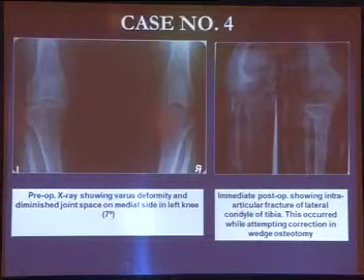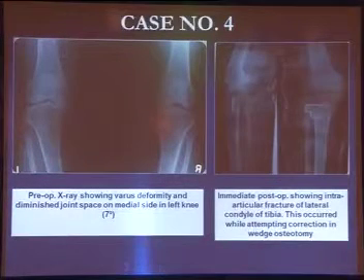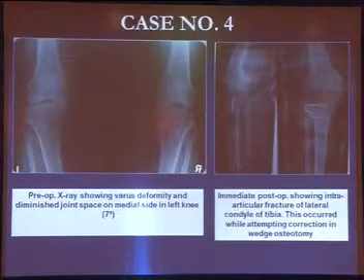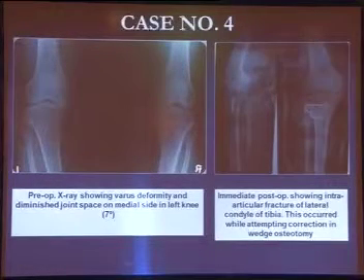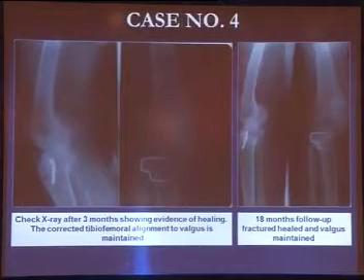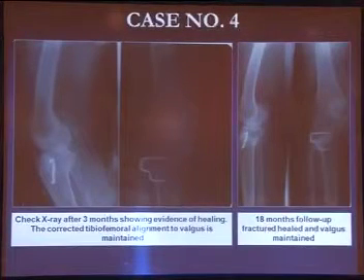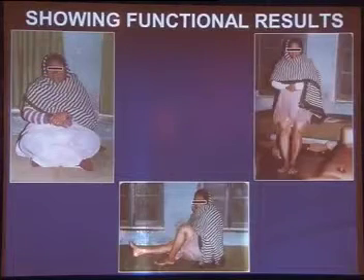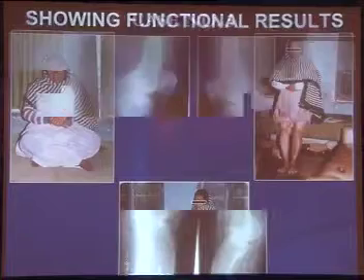Pre-op x-ray showing the valgus deformity and the diminished joint space on the medial side in the left knee. Immediate post-op showing the intra-articular fracture of the lateral condyle of tibia. This occurred while attempting the correction in wedge osteotomy. Check x-ray after 3 months, healing is in progress, valgus is maintained. After 18 months, this is the functional results.